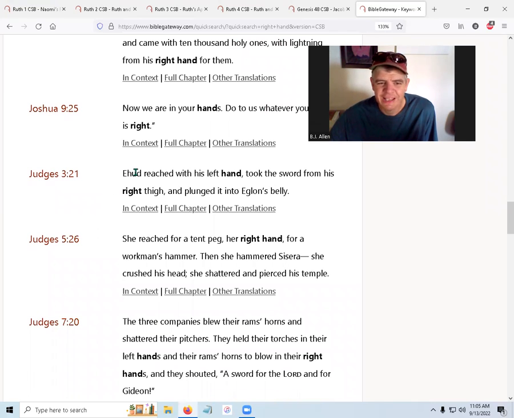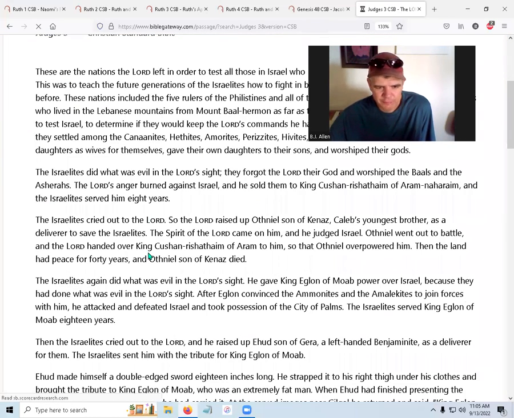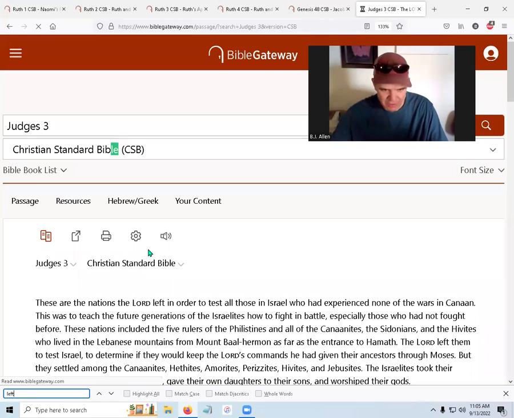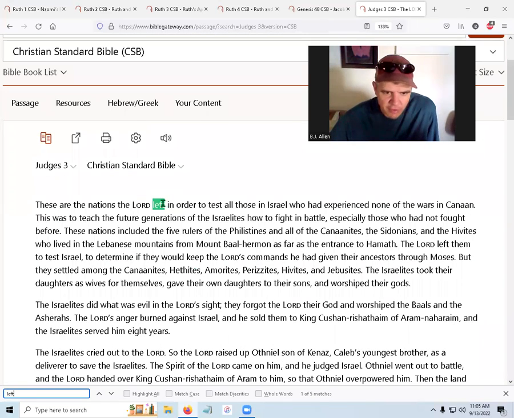Look at this one. Ehud reached with his left hand, took the sword from his right thigh and plunged it into Eglon's belly. That's funny because, full chapter, 3:21. Control F, left. There's a left. These are the nations the Lord left in order to test all those in Israel. Okay, so that's not like left-handed, you know.